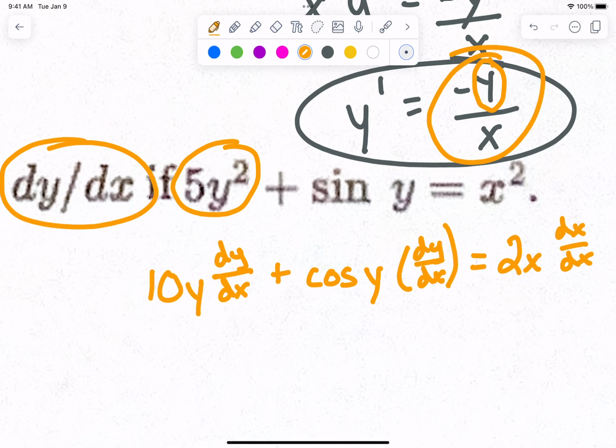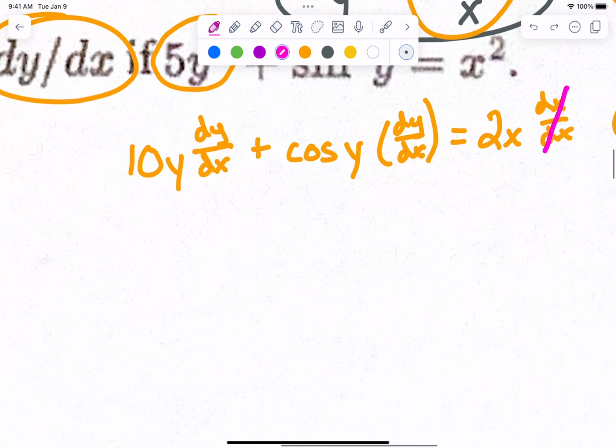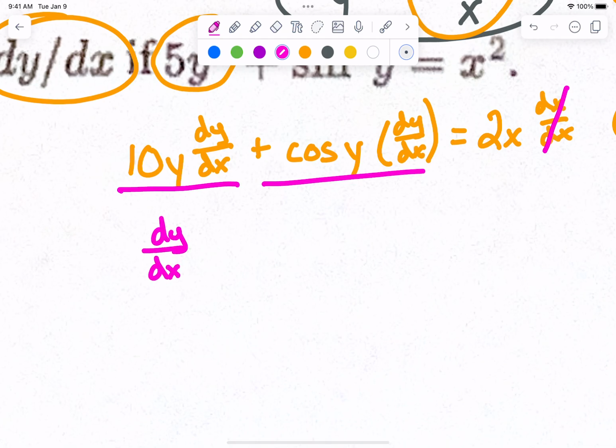But dx dx cancels out, right? So he's gone. Okay? All right, so now we've got 2x on that side. We have two pieces here. What do they have in common? Pull out dy dx. Pull the dy dx out into the front. Okay, and then we're going to write what we have left over.